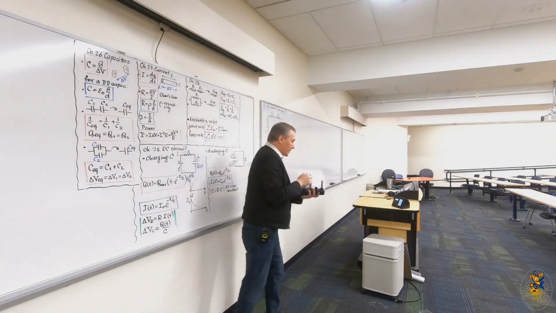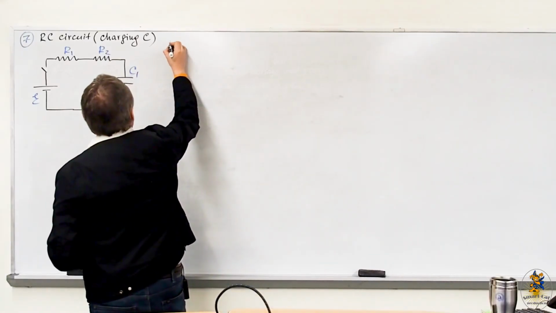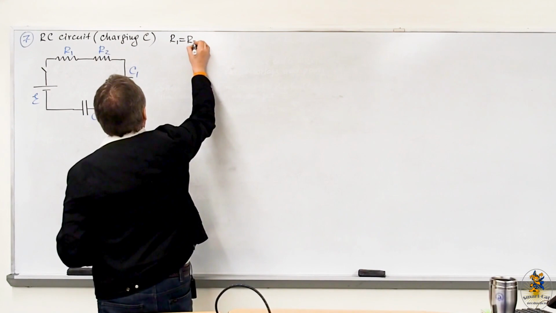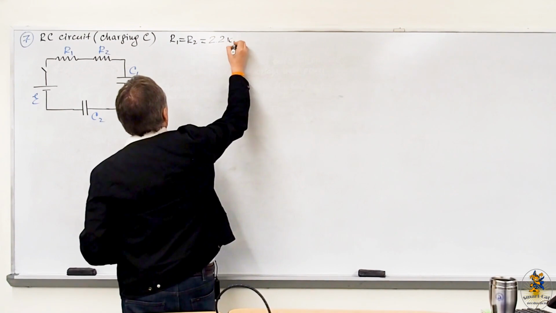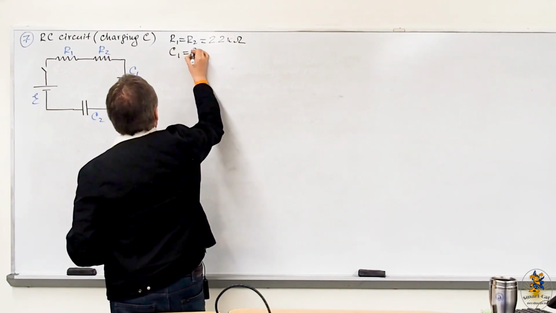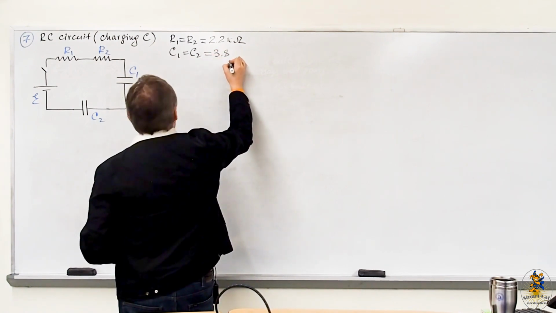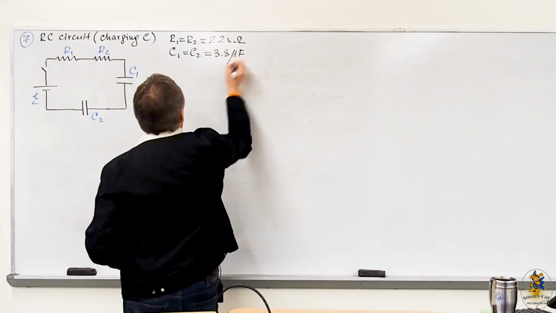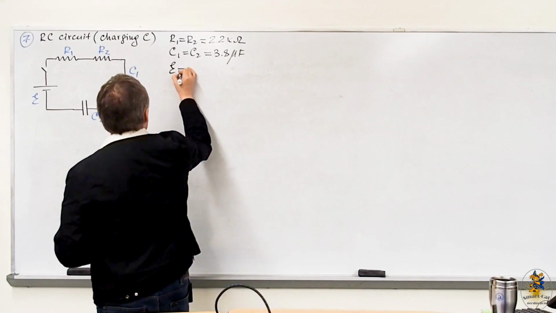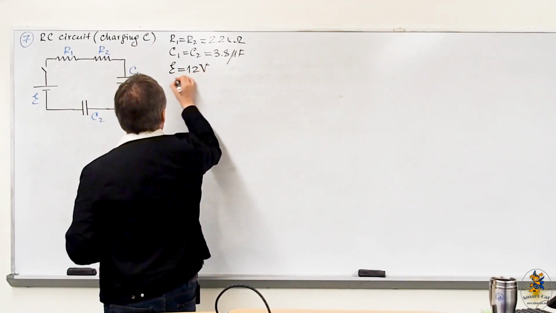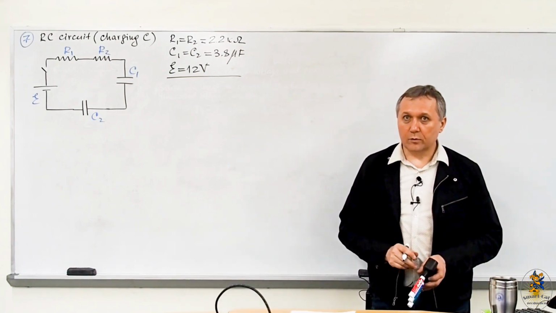And actually, resistors are the same. Capacitors are also the same. So let's say that R1 equals R2 equals 2.2 kilo ohms, and C1 equals C2 equals 3.8 microfarads. And of course, EMF is given, 12 volts. So these are numbers. And now the question.